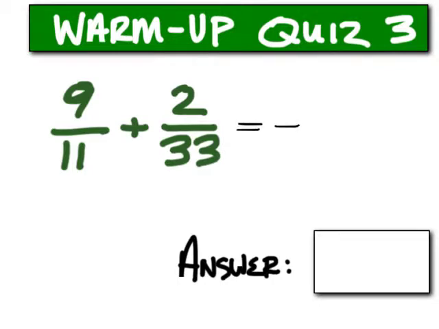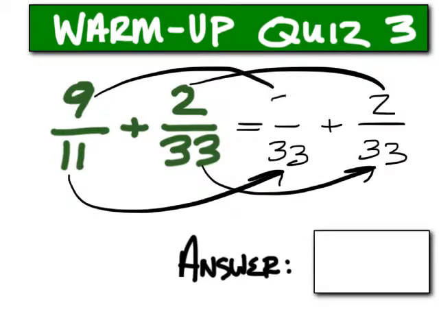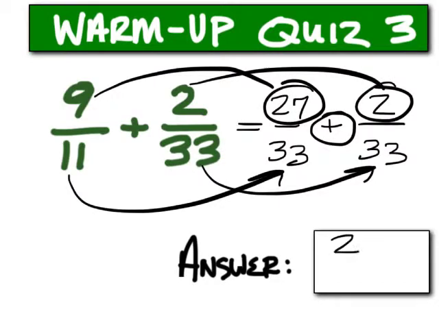The least common denominator between these two will be 33. Therefore, you don't have to change anything from this one. But this one you have to multiply by 3. So 9 times 3 is 27. 27 plus 2 is 29 over 33.